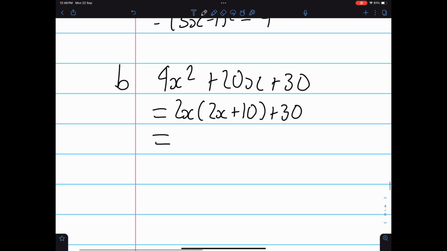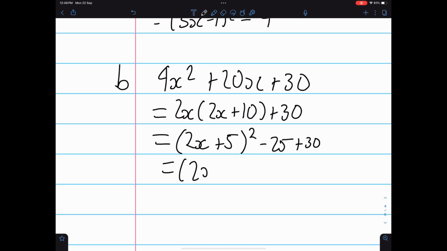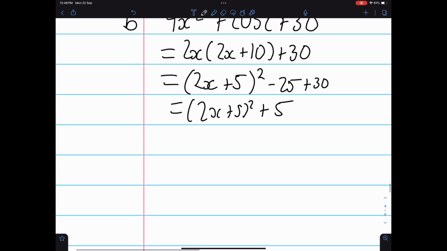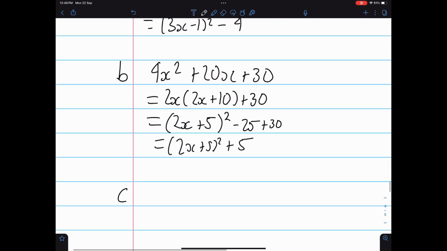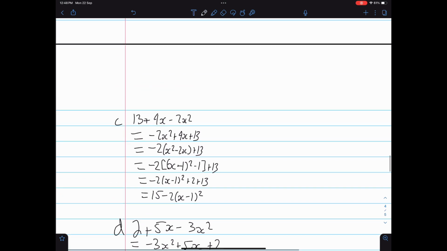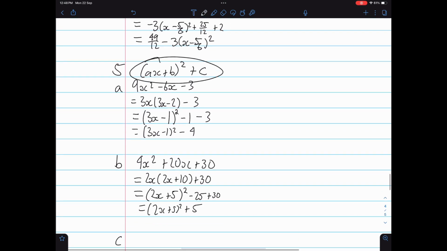So this means you're aiming for 2x plus 5 squared. And then you'd have to subtract the 25 and add the 30. So that gives you 2x plus 5 squared plus 5. Because it wants this specific form where you keep some coefficient of x within that bracket.